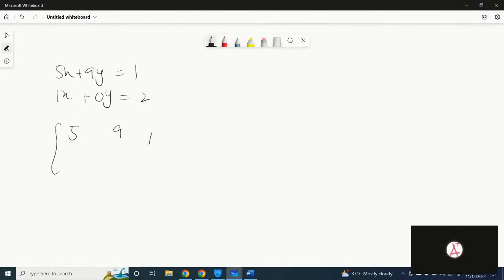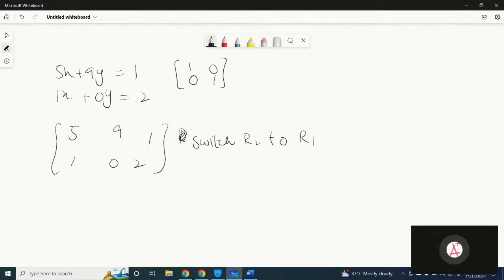5, 9, 1, 1, 0, 2. So you have to make the matrix equal to 1, 0 and 0, 1. Got it? The first row: so you have 1, 0, just interchange R2 to R1. Switch R2 to R1. This way in the first row you have 1, 0, 2 like this one. Got it? Now 5, 9 and 1.